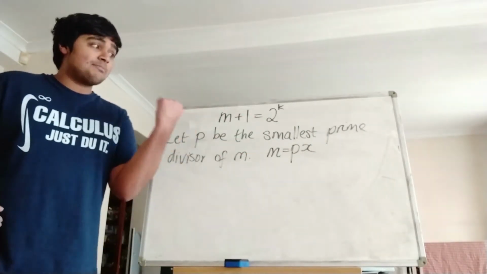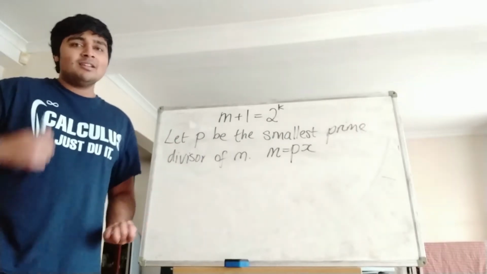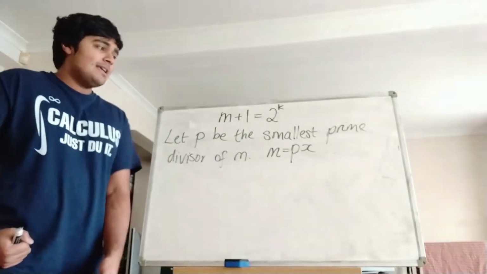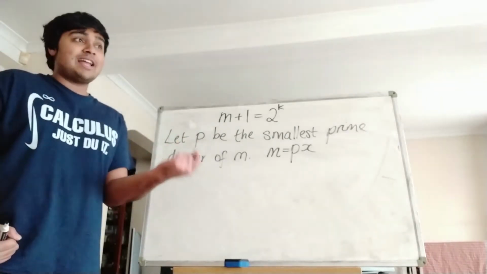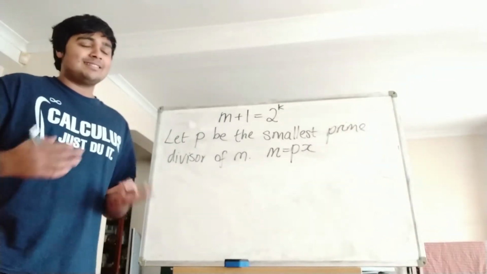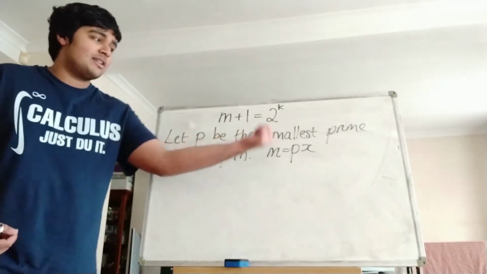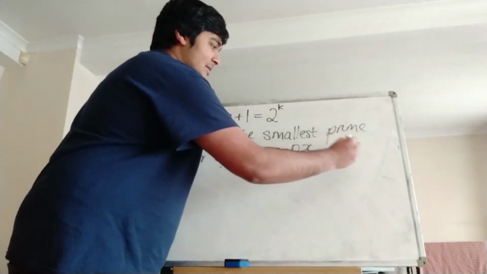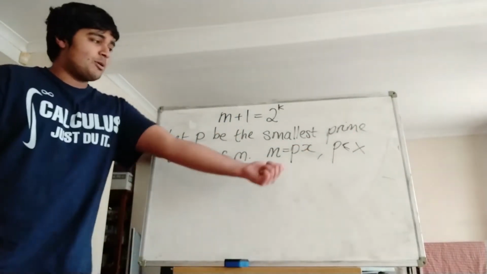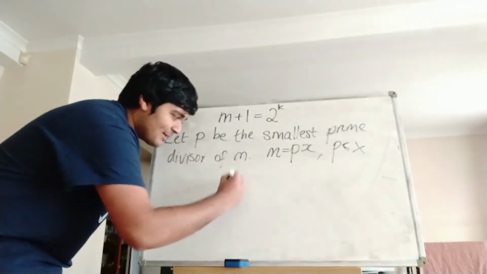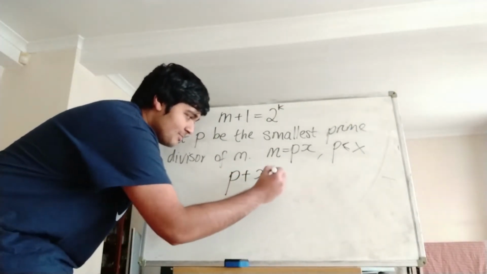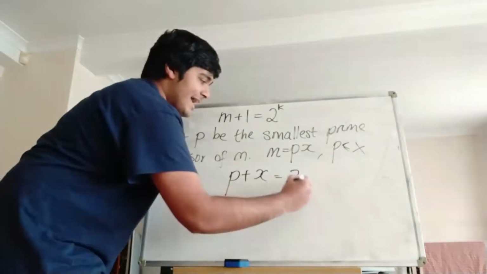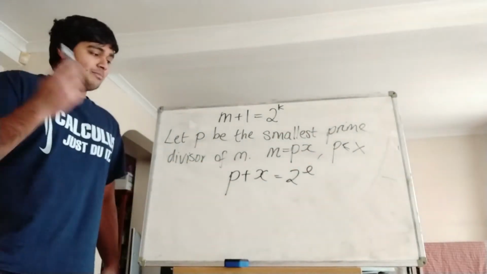But now notice that p must be less than or equal to x, because if x was less than p, then x would certainly have some prime factors, less than or equal to x, and then that would contradict the fact that p is the smallest prime factor. So we have that p is less than or equal to x, but also by this property, we have that p plus x must be a power of 2. So p plus x equals, say, 2 to the l for some number l.